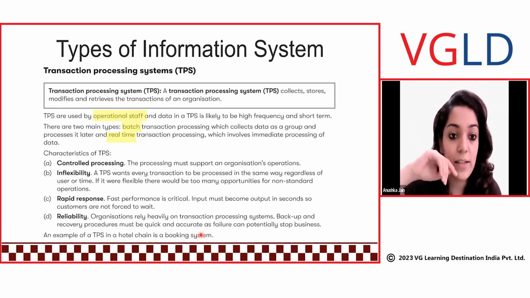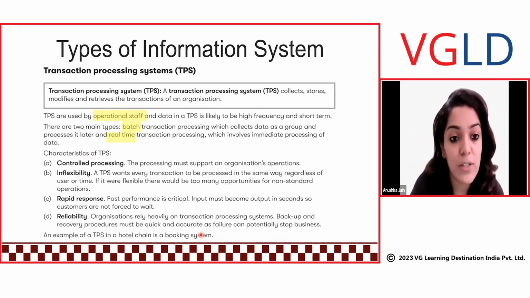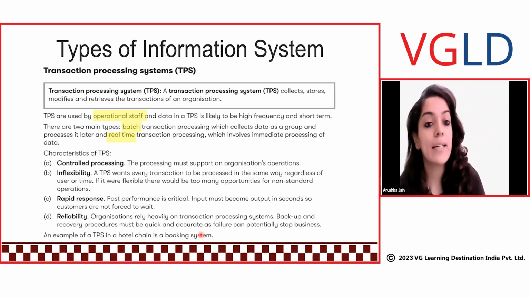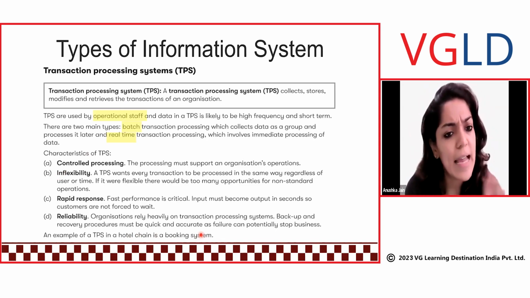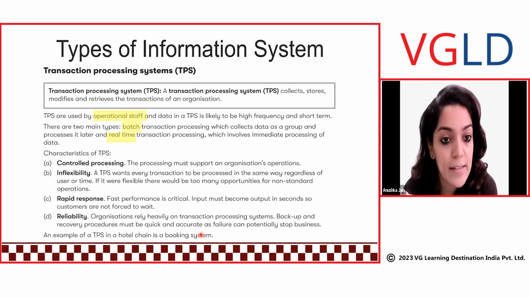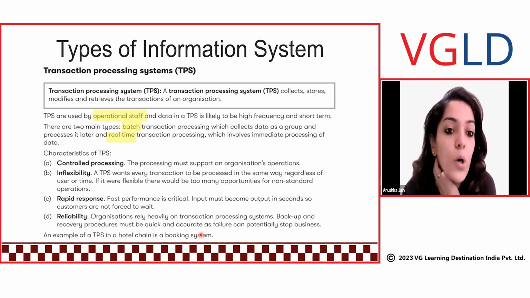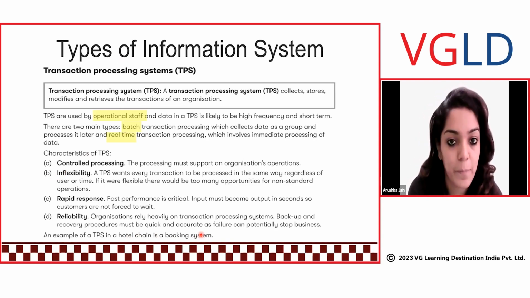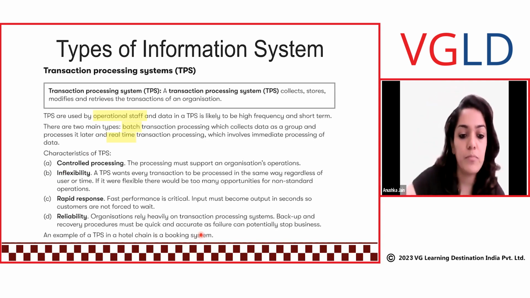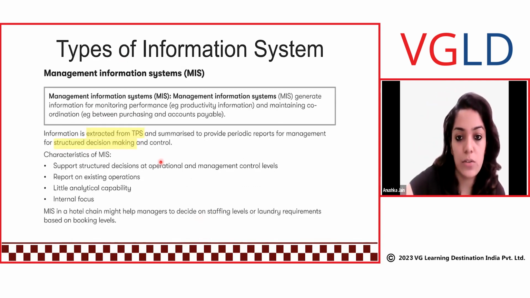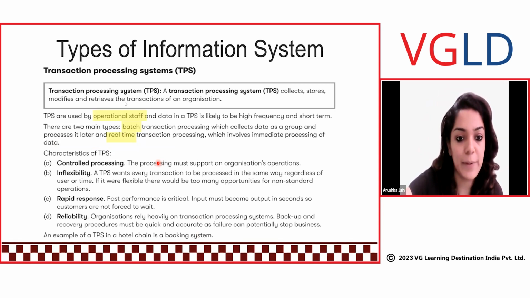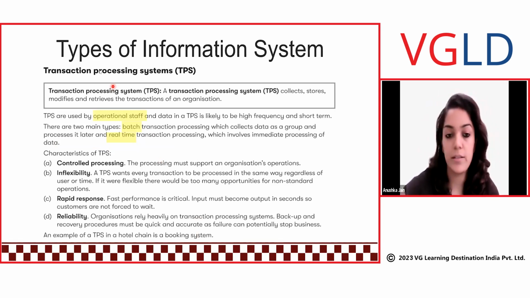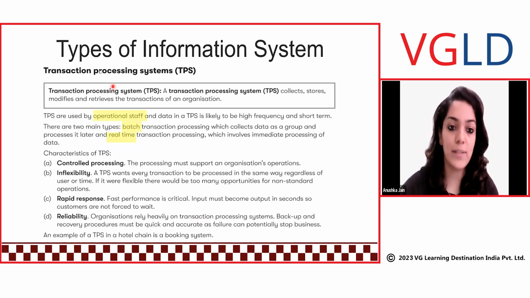Hotels will maintain passenger level booking details, right? All of that is done in a TPS. That's standard details: name, age, gender, address, ID proof, what they have submitted. All of that gets recorded in a TPS. Is it okay? So that was about TPS. Let me know if you have any doubts here. If it is clear, then we'll move to the next one.